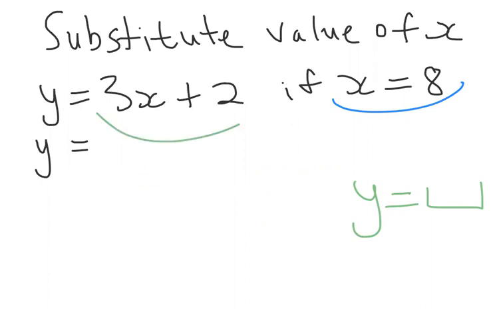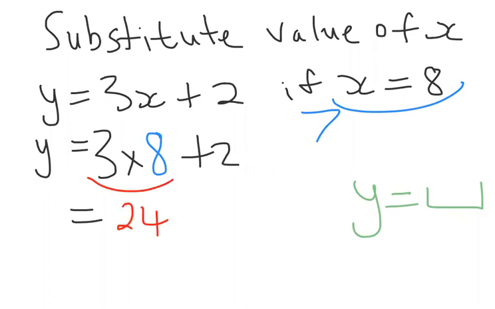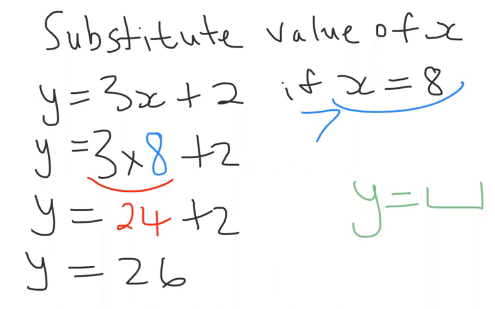So let's come back to this. So y equals 3x plus 2. So we have 3 multiplied by, and now where you see an x, you put the 8. So that is 3 times 8. And then just a plus 2. 3 times 8 gives you 24. Plus 2. So we have y equal to 26. So that is how you do that. You just substitute the value in.